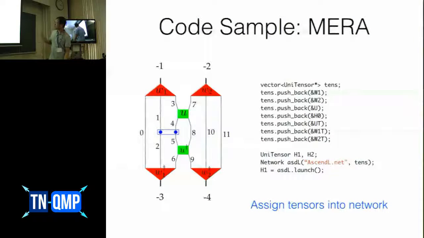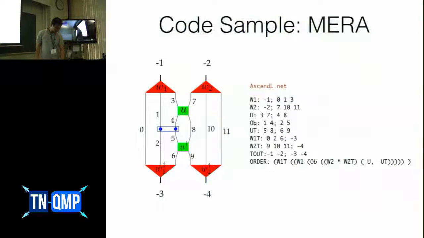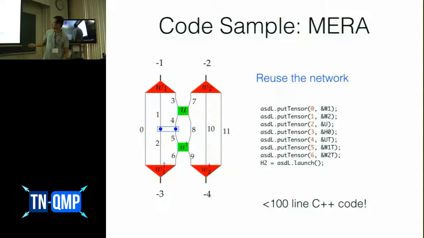And the final thing is that after you get all these tensors, you just load this network file, put the tensors into this network, and then just issue this command, launch, and it will construct it for you. So this is the network file. So in less than 100 lines of C++ code, you can write this ascending.